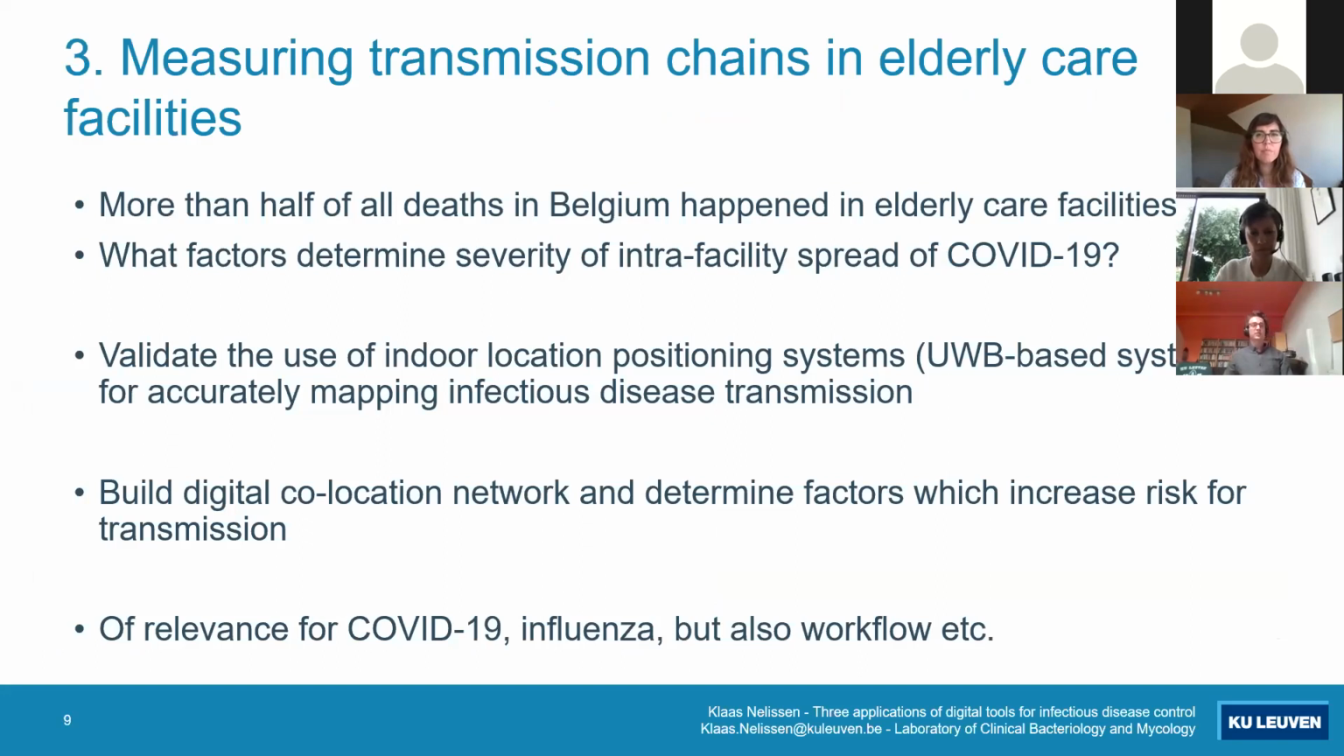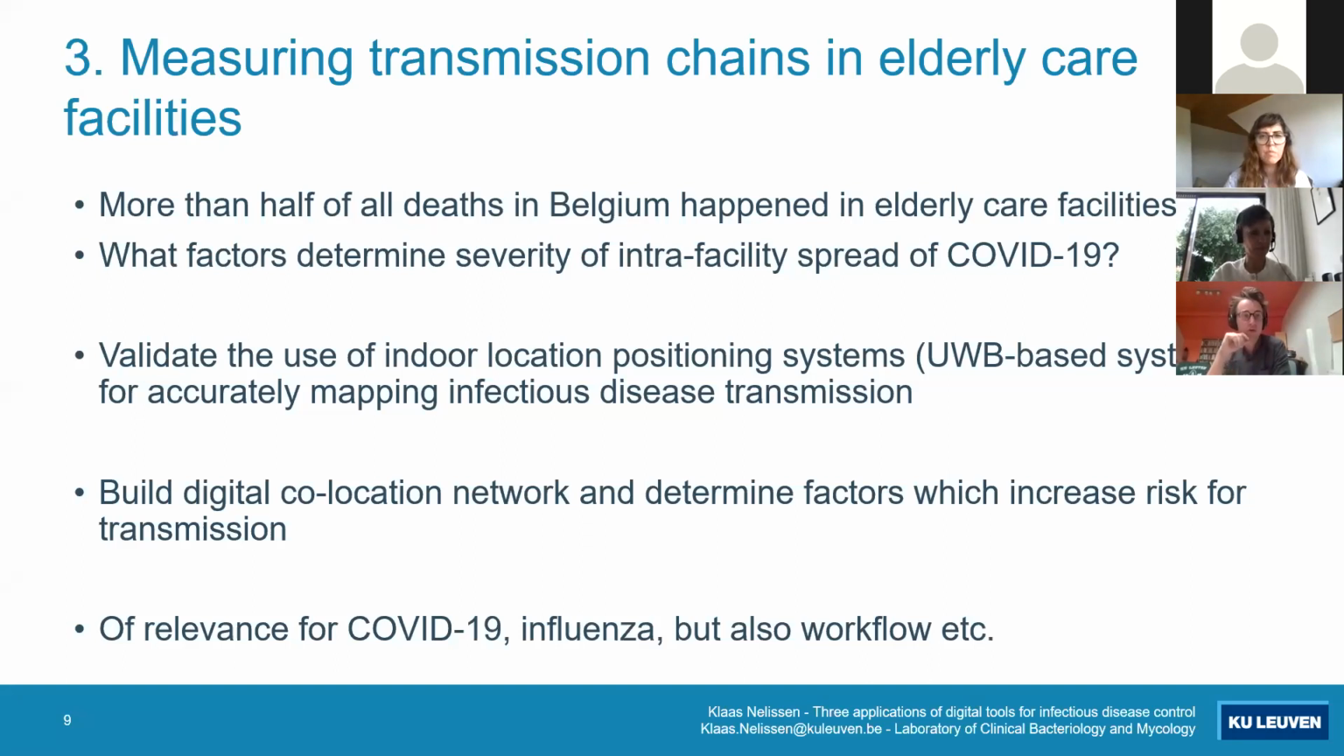For our third project that we're currently working on, we'll be measuring transmission chains in elderly care facilities. This is relevant and also urgent because more than half of all deaths in Belgium happened in elderly care facilities. Older people are more sensitive and die more easily due to COVID. So we want to determine the factors that influence the severity of the spread of COVID-19 within one facility.